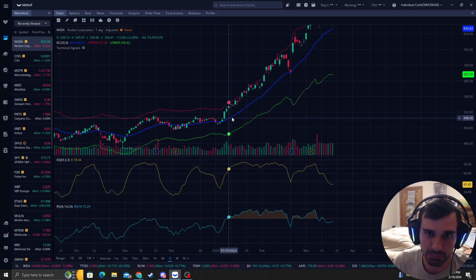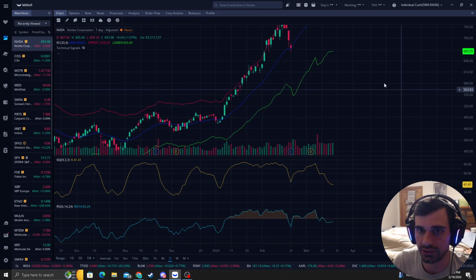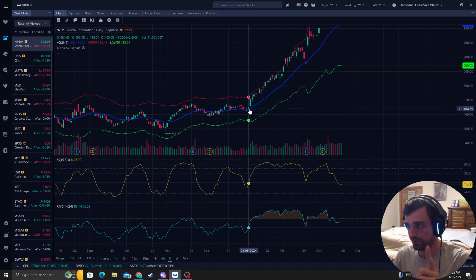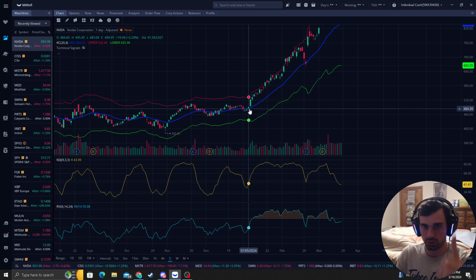So right in here, perfect trade of where I alerted a short. We get this long gap. We hit the middle band at 105. This is very important to record: 105.